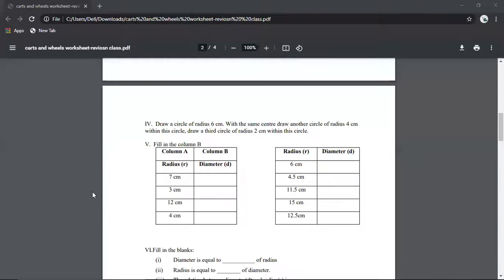This is the question. Draw a circle of radius 6 centimeters with the same center. Draw another circle of radius 4 centimeters within the circle. Then draw one more circle of radius 2. Sir, over, sir. Okay, okay. Let others do.